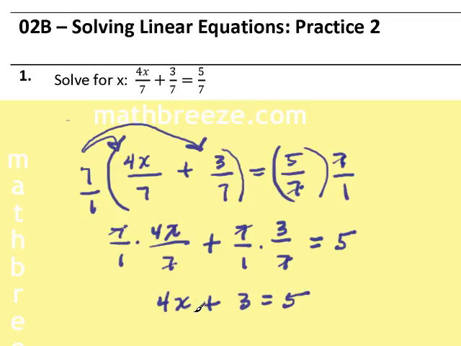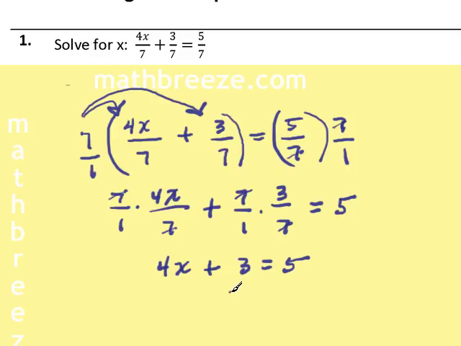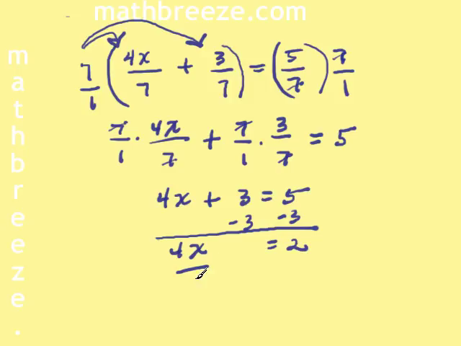So we have a linear equation now without fractional coefficients, and we solve like we always do. We'll subtract 3 from both sides. And now divide both sides by 4. So we have x is equal to 2 over 4. Reduce that. Divide top and bottom by 2, so we have x is equal to 1/2.